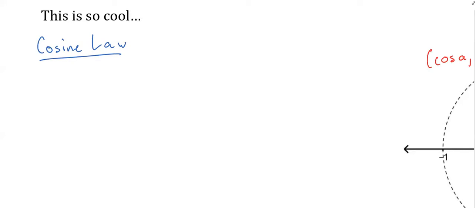Cosine law? Sound familiar? Yes? Is it A over cosine A equals B? That's sine law. A over sine A is B over sine B. What's cosine law? It's the other one. It's a little bit longer. It's very familiar to something that we know very well, but it's got a little bit of extra stuff on the end. Anybody want to take a crack at it?